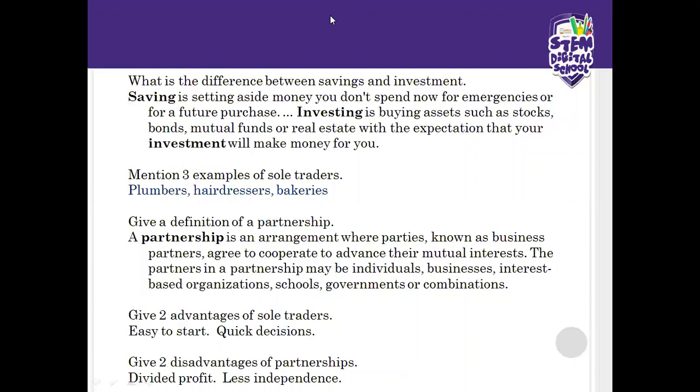So if you have mentioned that it is an arrangement, or it must be a written arrangement where parties or partners are involved, then there's 1 mark. And if you have mentioned something about they have mutual interests, then it's another mark. Okay, so the question is, give a definition of a partnership for 2 marks. The first mark is if you say something about the arrangement between parties known as partners, and the other mark will be for mutual interests.